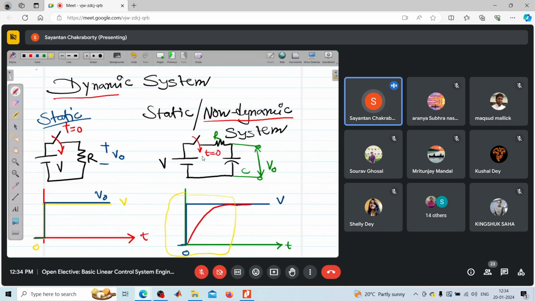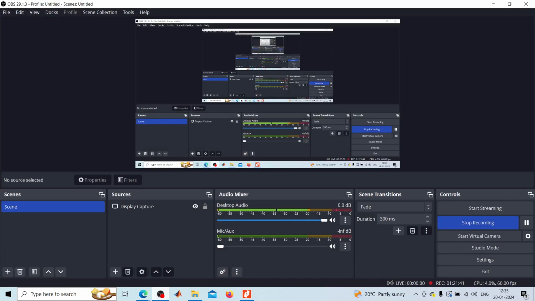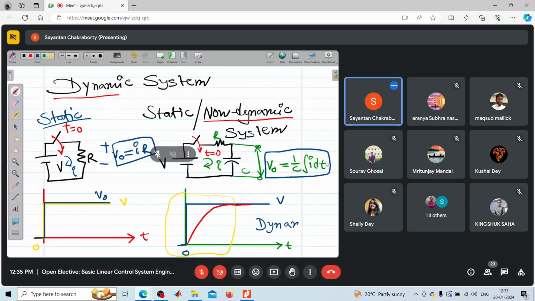And how do you define this v0? See, in this case, the v0 was IR, an algebraic equation. And in this case, it is an integral differential equation. Integral equation, it might be in some cases a differential equation as well. So this system is a dynamic system.